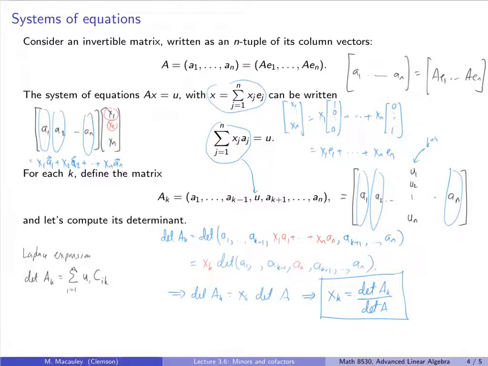So now we can plug this back in here, and we get that xk is, well, first we have a sum. The determinant of A does not depend on the sum, so we can write this as 1 divided by the determinant of A times the sum from i equals 1 up to n of ui times CIK. So this is literally a formula for the solution of a system of equations involving the determinant and the cofactors, which are determinants, or plus or minus determinants of the minors.